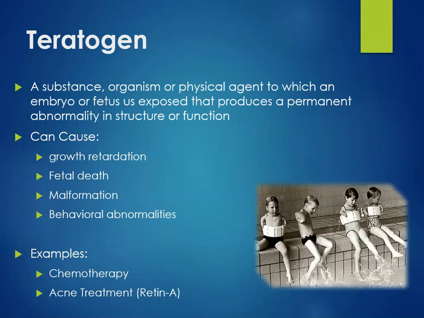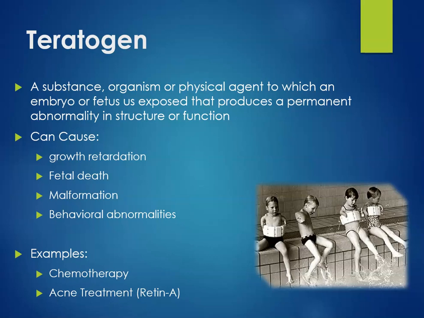Teratogen. A teratogen is a substance, organism, or physical agent to which an embryo or fetus is exposed that produces a permanent abnormality in structure or function. I will give you a great example. Radiation is a teratogen. That's why we ask people if they're pregnant when they go in to have x-rays, and that oftentimes lead aprons are put over the uterus and ovaries.